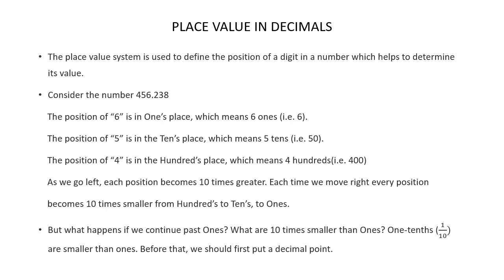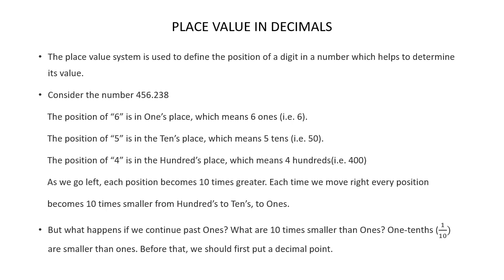Now as we go left, each position becomes 10 times greater, from ones to tens to hundreds to thousands. Each position becomes 10 times greater. Now each time we move right, every position becomes 10 times smaller, from thousands to hundreds to tens to ones. Each position becomes 10 times smaller.